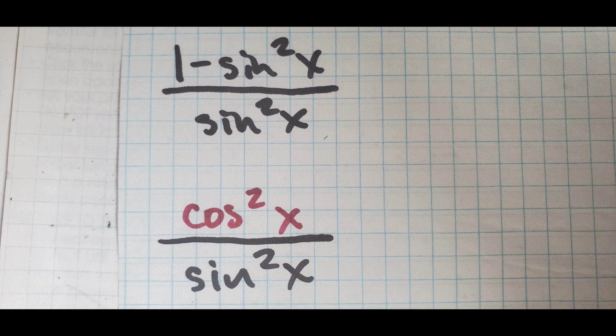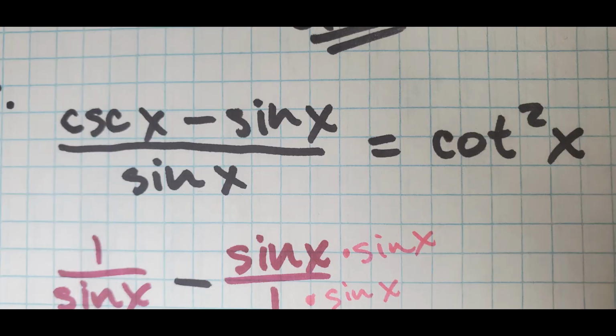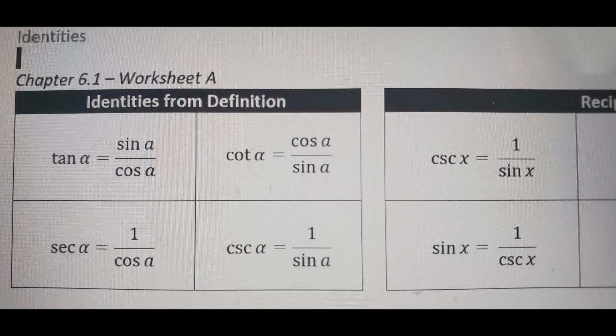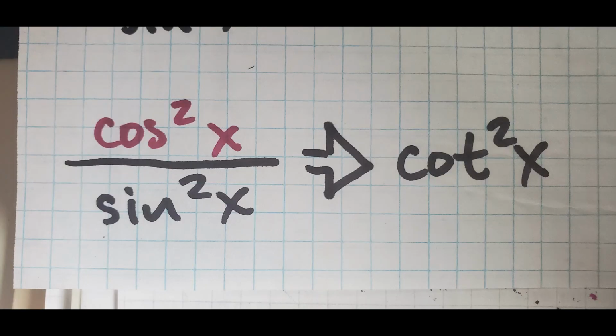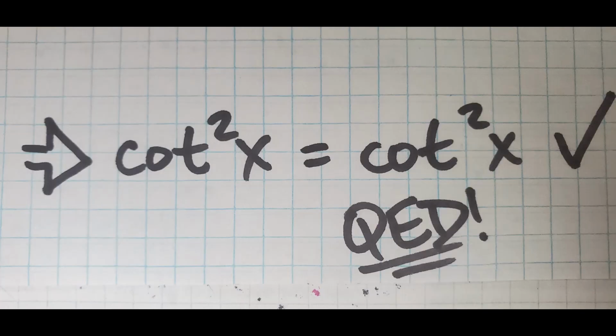Now, at the beginning of this problem, the right side was cotangent squared of x. And if you look at cotangent of a from our identity sheet, that's the same thing as cosine over sine. So cosine squared of x over sine squared of x is really the same thing as cotangent squared of x. So the left side of our equation is going to turn into cotangent of x. The right side of our equation is cotangent of x. Those 2 are the same thing. So put a big check mark and write QED.